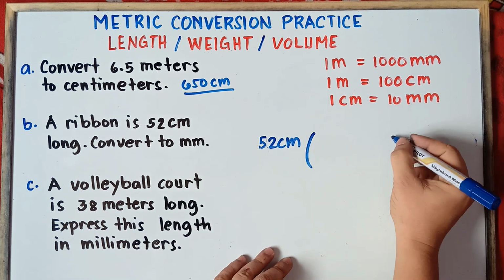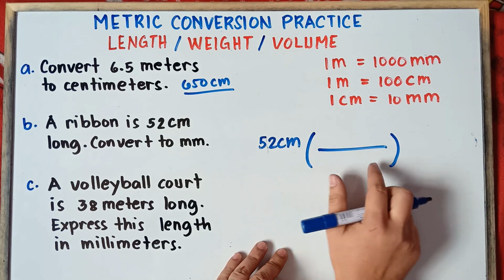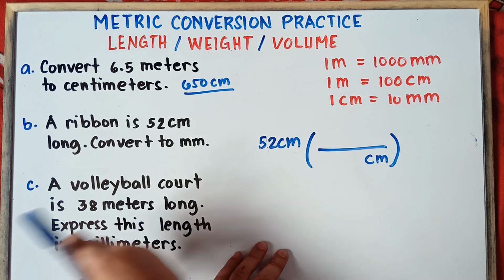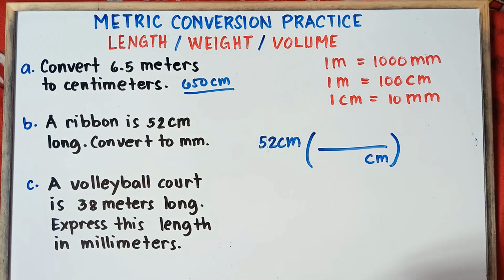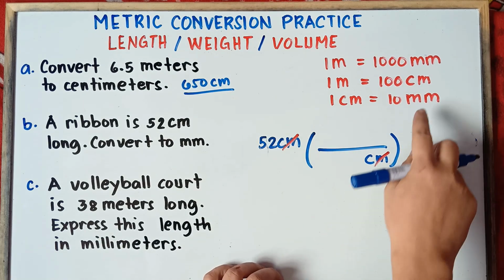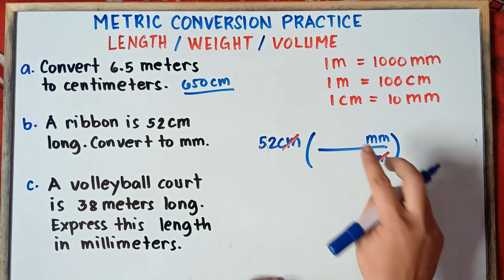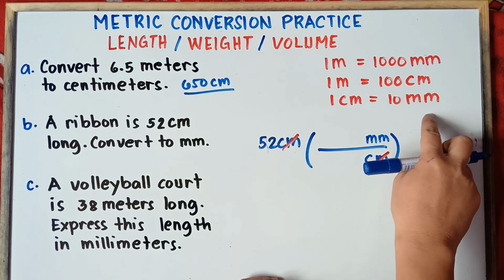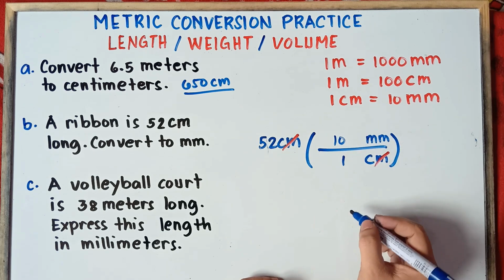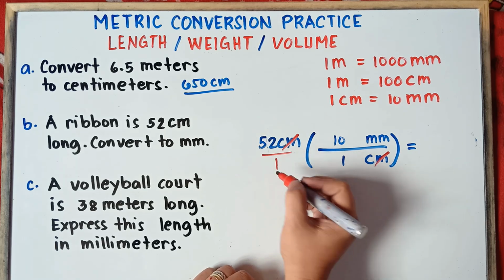So you put parentheses and a fractional bar. If this is centimeter for our given, the units on the denominator must also be centimeter so that we can cancel out the units. Then we convert centimeter into millimeter. The conversion: 1 centimeter is equal to 10 millimeters. You can put over 1 here for our given, that's okay.